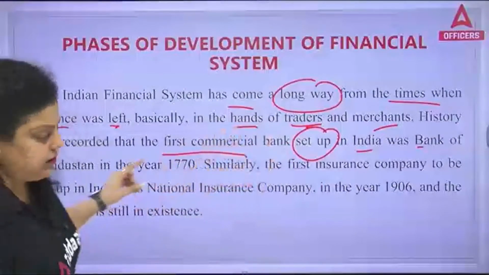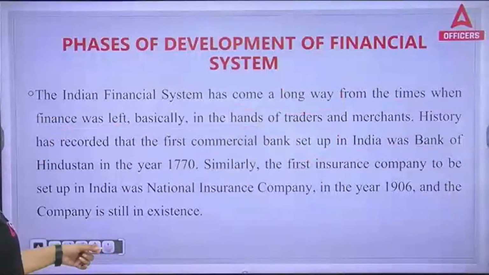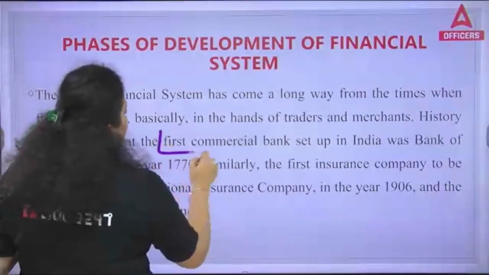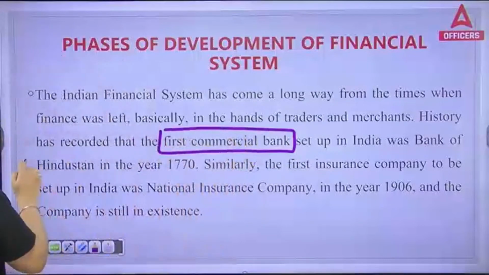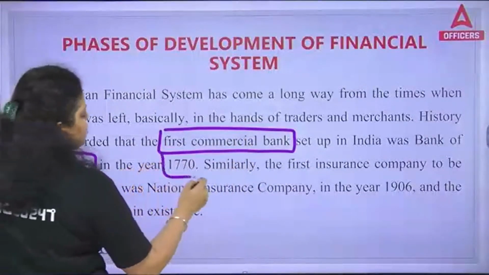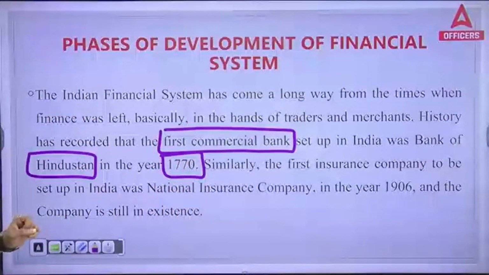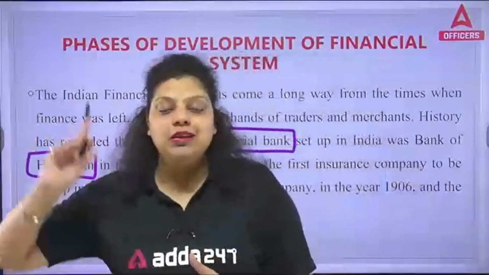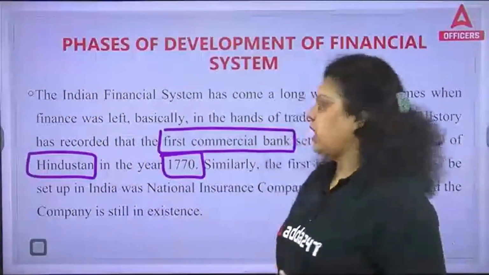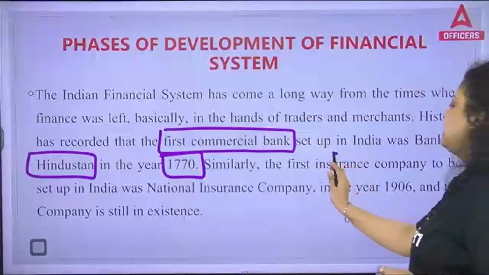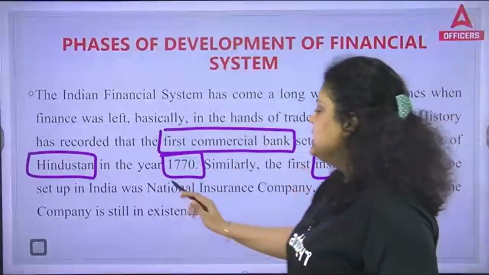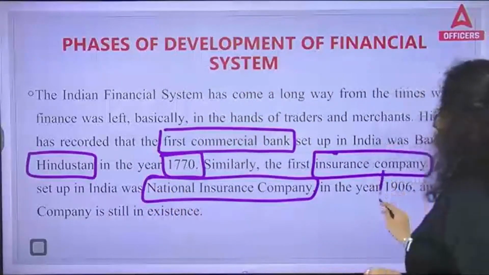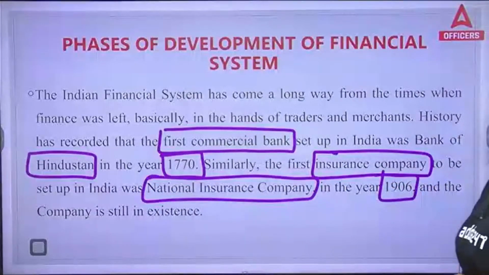Now, this statement is very important. You have to remember this. The first bank in India was the Bank of Hindustan, established in the year 1770. So the commercial banking system, or the formal financial system in our country, started in 1770. Similarly, the first insurance company to be set up in India was the National Insurance Company in the year 1906, and the company is still in existence.